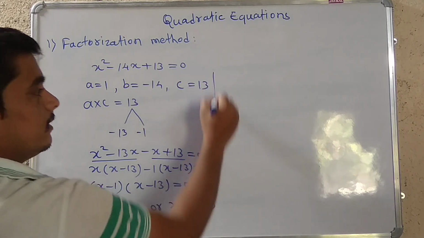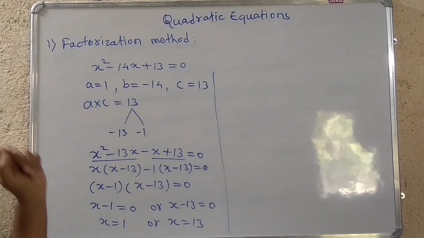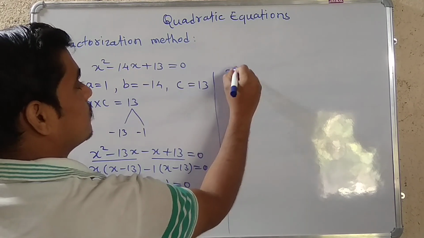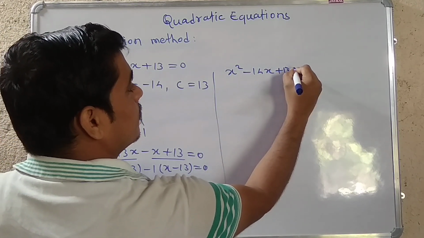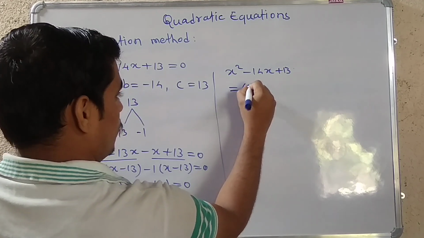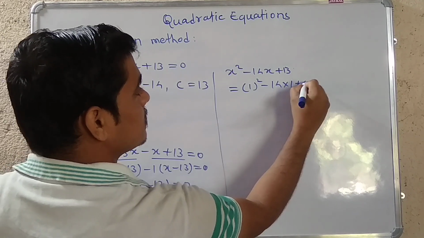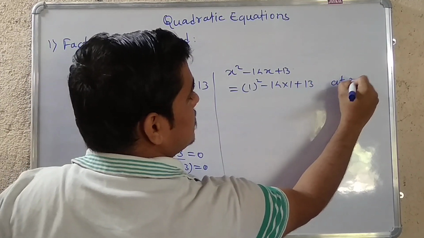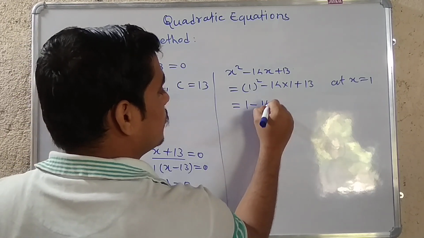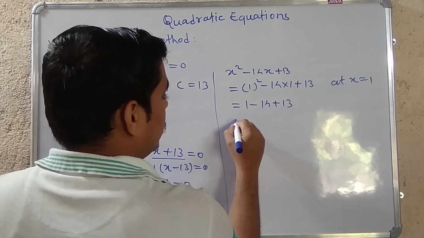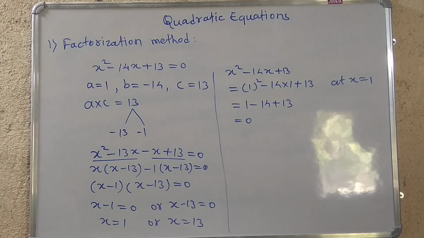To verify whether these are correct or not, we can resubstitute the values in this equation. So x square minus 14x plus 13 can be written as 1 square minus 14 into 1 plus 13 at x is equal to 1. So this is equal to 1 minus 14 plus 13, and finally it will be 0. Hence the first answer, that x is equal to 1, is correct.